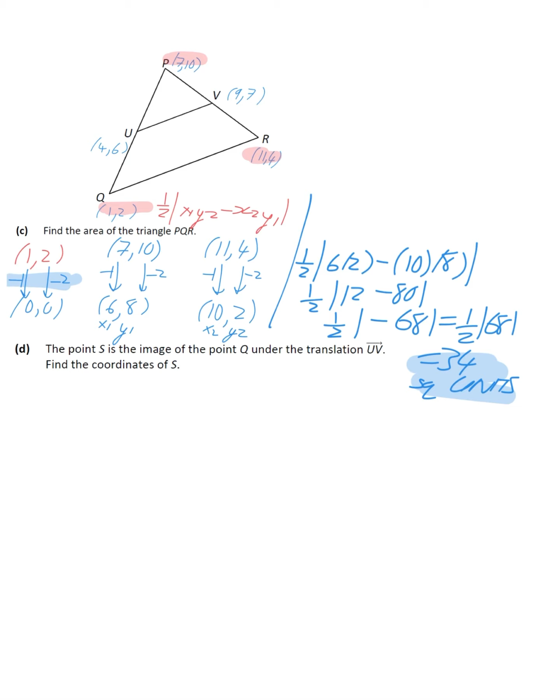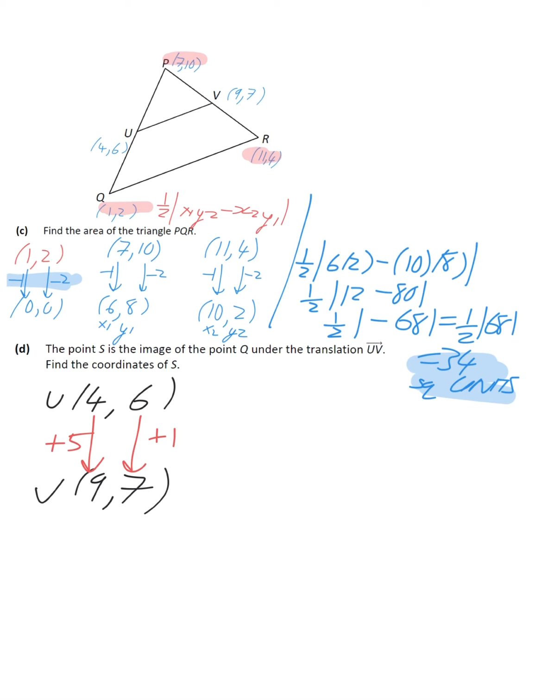Okay, part D then. The point S is the image of the point Q under the translation UV. Find the coordinates of S. So first of all here, let's get the translation of UV. So U is (6, 4), and then V is (9, 7). So that translation, first of all for the x's, to go from 4 to 9, that's plus 5. For the y's then, to go from 6 to 7, that's plus 1.